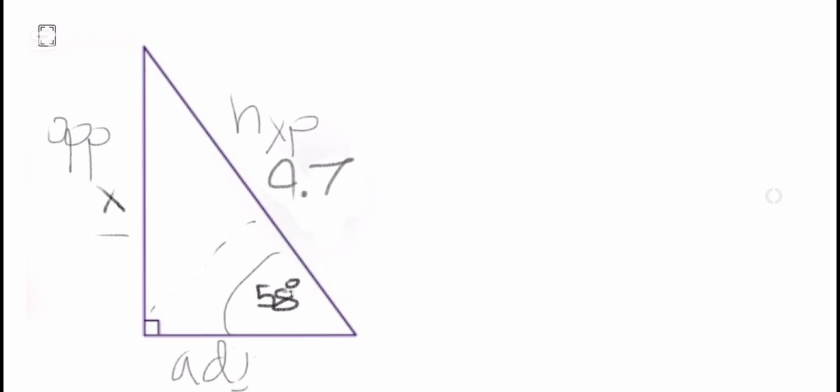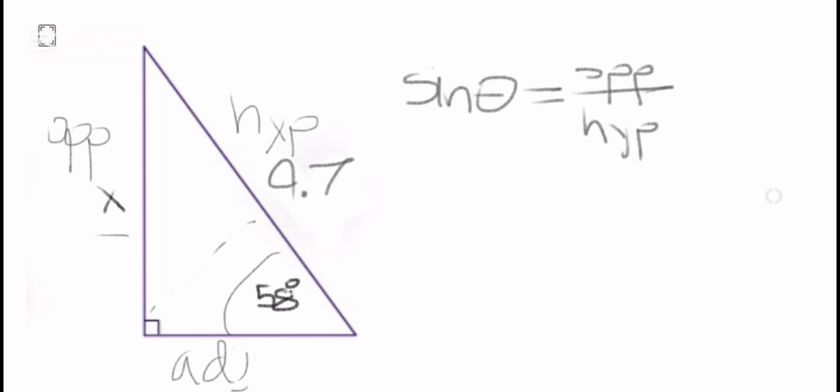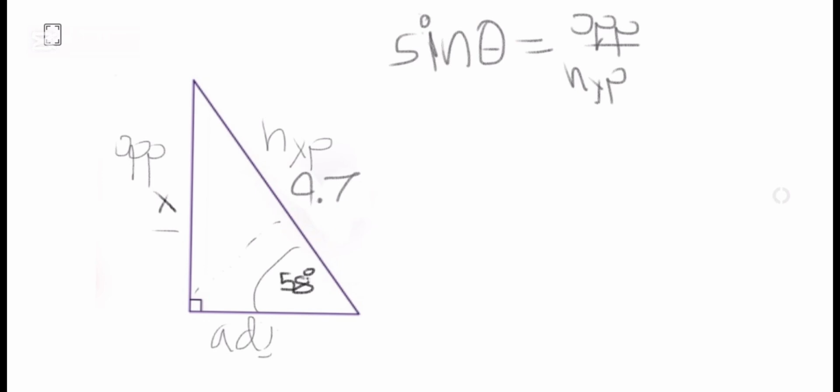We need a ratio which includes opposite and hypotenuse, because those are the sides of interest in this equation. Using SOHCAHTOA, we see sine theta equals opposite over hypotenuse, which is just what we need. So let's write the formula down: sine theta equals opposite over hypotenuse. Let's plug our known values into the formula and replace theta with 58 degrees.